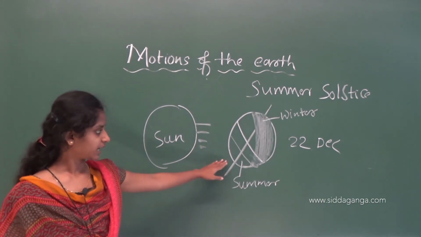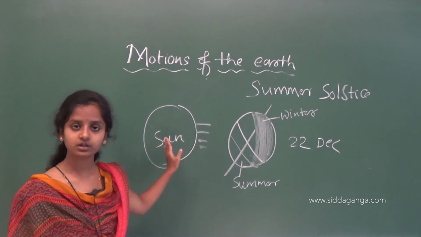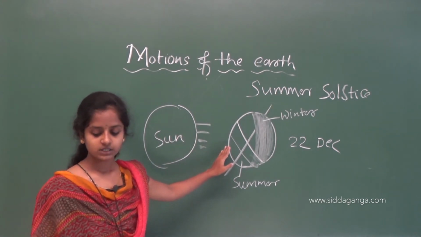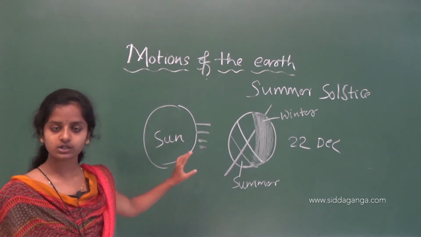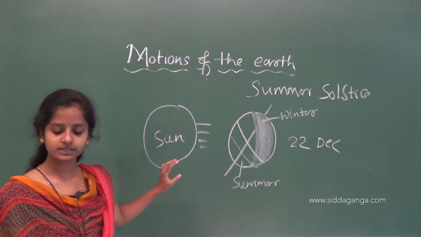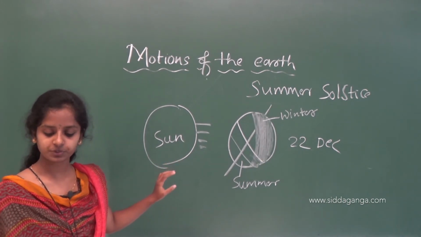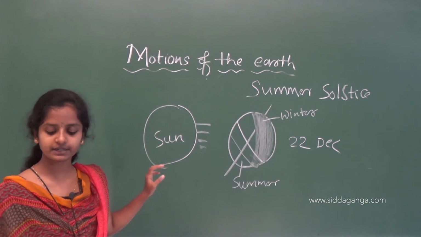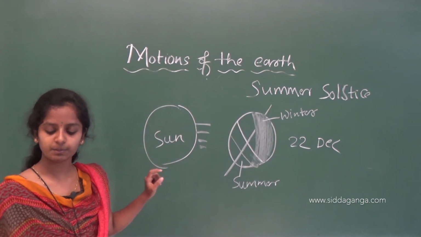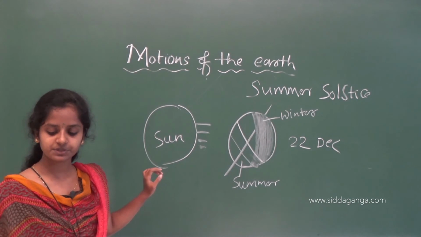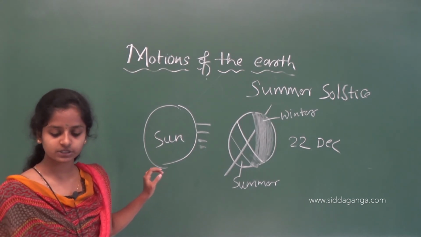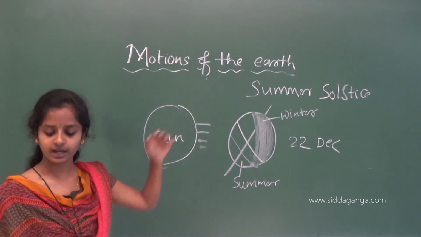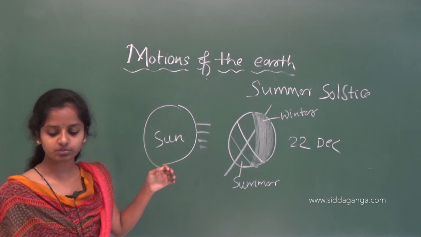Okay, the Tropic of Capricorn will receive the light. The south pole tilts towards the sun. As the sun rays fall vertically at the Tropic of Capricorn, a larger portion of the southern hemisphere gets light. Therefore, it is summer in the southern hemisphere with longer days and shorter nights. The reverse happens in the northern hemisphere.